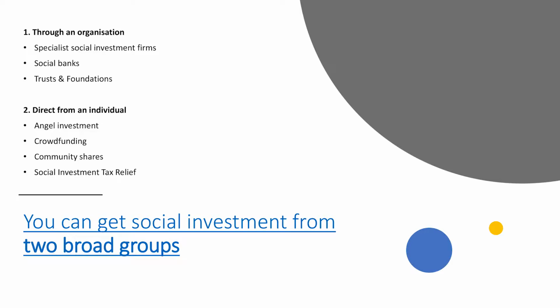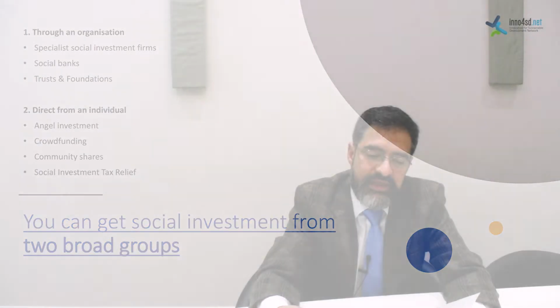Could be both, but essentially we are still talking about two streams of types of investors. The channel through organizations like specialist social investment firms, social banks, trusts and foundations. And the other stream will be direct from individuals. And here we are talking about angel investments, crowdfunding, community shares and social investment tax relief that comes from the individuals. I'm also providing you with a link so you can explore on your own, with more details, the examples about these different sources of funding coming from the perspective of different types of investors.